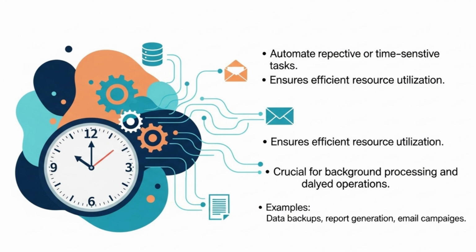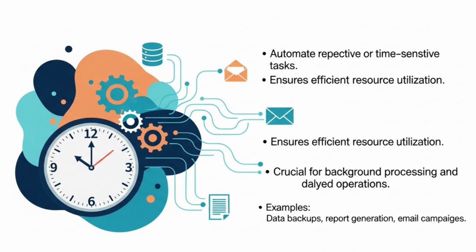At its core, a task scheduling system is designed to automate repetitive or time-sensitive tasks. Imagine having to manually kick off every single report generation or data sync. It would be incredibly inefficient and prone to human error. Instead, these systems take over, ensuring that tasks are executed precisely when they're needed without you having to lift a finger. This automation is vital because it ensures efficient resource utilization.